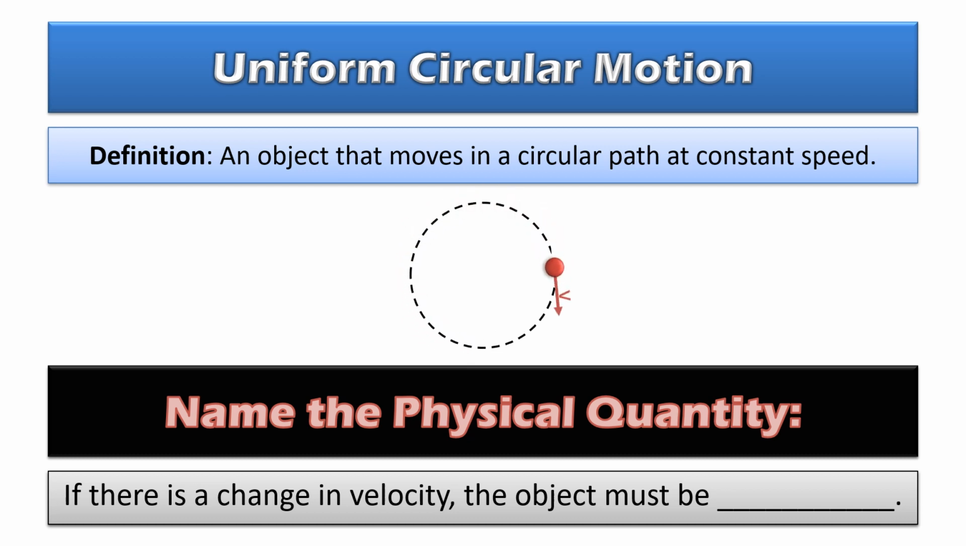So if there is a change in velocity, the object must be, what do you think? Changing velocity sounds familiar? The second equation on the back of the reference table: if you have a change in velocity over time, you are accelerating. So today we're going to talk about centripetal acceleration.